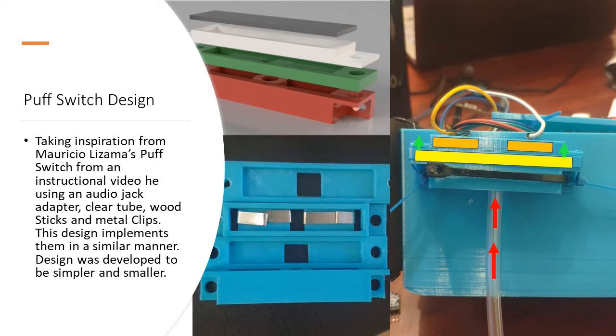As we can see on the right hand picture, the yellow bar is where the metal clip is located, and on top of that, in the picture to your left, there are two clips attached to the 3D printed part and two wires. When the air is blown from underneath, the metal clip that's in between makes contact with the other two metal clips, therefore functioning as a push button.